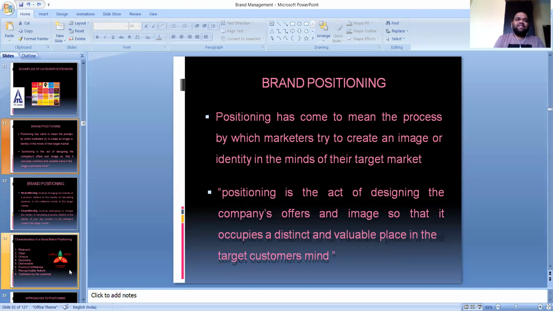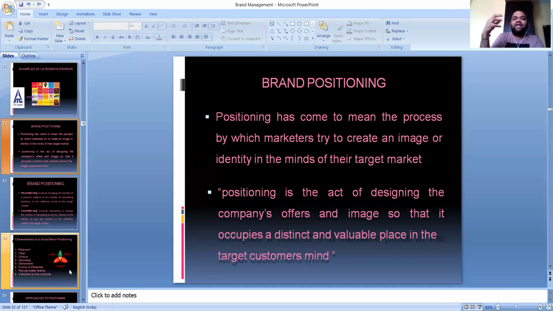I already told you in the last classes that every product or brand has a value, not in terms of money, but in terms of ethics, maybe quality, quantity, performance, or behavior. We call it a distinct and valuable place in the target customer's mind. Why have I used the words target customer's mind? You have to underline that. The target customer's mind means whoever you have targeted, you have to occupy those minds, because they are the ones for whom you are going to promote this product. That is what we call brand positioning. Yes, very simple.